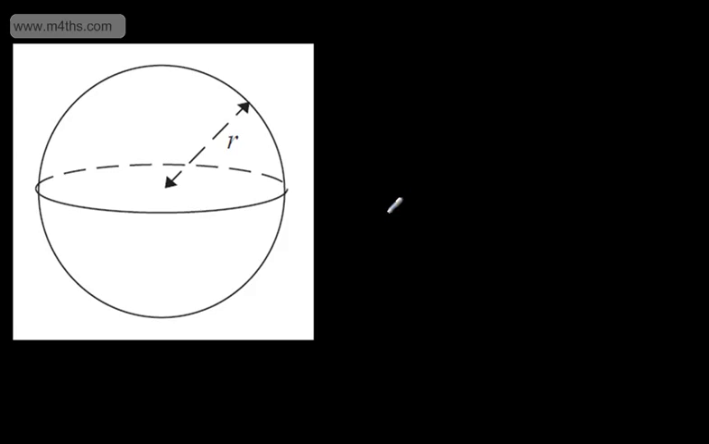In this video, we're going to look at finding the volume and the surface area of spheres and hemispheres. Here's a picture of a sphere with a radius of r. A hemisphere is simply half of a sphere. If you want to think about a sphere in real life, a good example is a snooker ball.